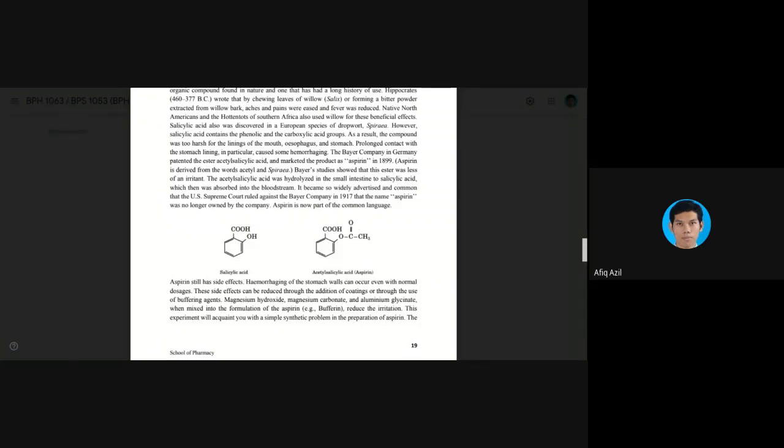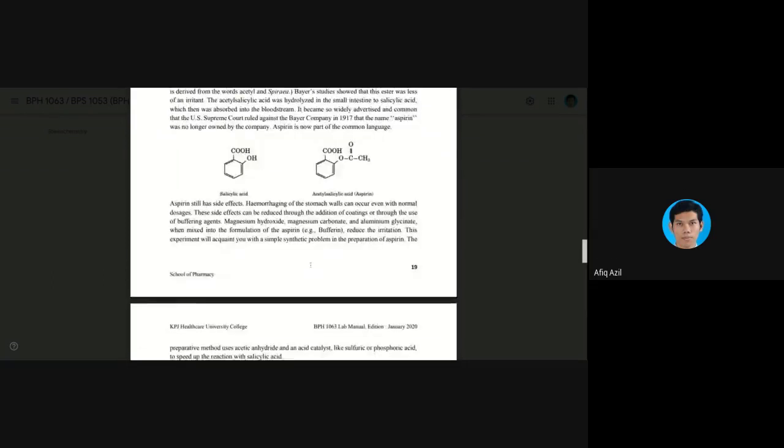Thus it maintains the analgesic effect, but without the side effect. As you can see, the structure of salicylic acid also contains the background structure of phenol, whereby you have a benzene ring and also OH. Phenol is known to be slightly acidic as well. So you have the structure of phenol and also itself being a carboxylic acid. That's why the acidity is higher compared to the structure of aspirin.